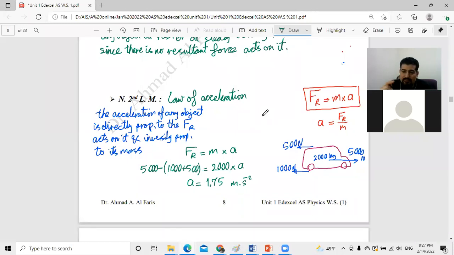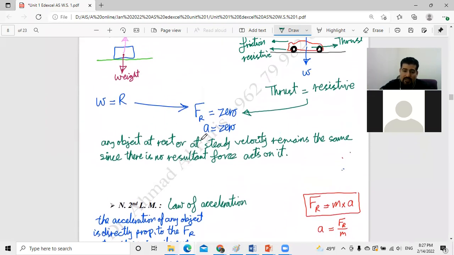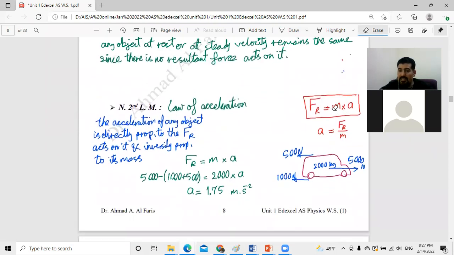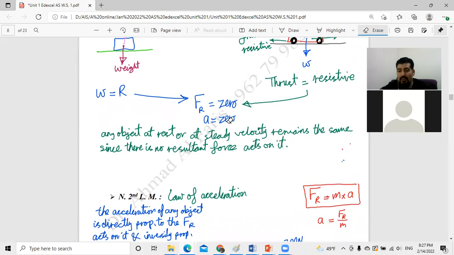Actually, Newton's first law is one situation of Newton's second law. Newton's first law is the situation when the acceleration equals how much? When the acceleration equals 0. So when the acceleration is 0, mass multiplied by 0 makes the resultant force equal how much? 0. That means Newton's second law includes Newton's first law.